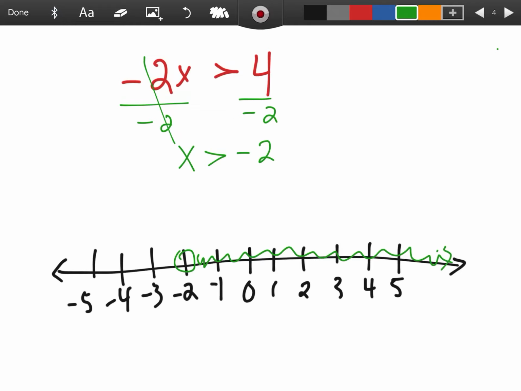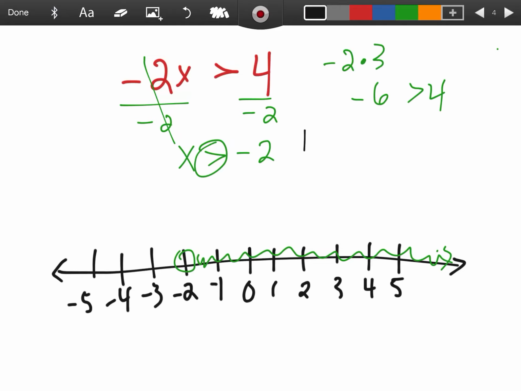And now let's just test this out. Let's see what happens if I plug in one of these numbers. I'm going to plug in, let's go with 3. Well, -2 times 3, that's -6. Oh, I know -6 is not greater than 4, right? -6 is definitely less than 4. So because when we multiply and divide by negatives, it's going to switch the other side of the problem. We actually need to flip this inequality sign. We have to flip the inequality sign whenever we multiply or divide by a negative.